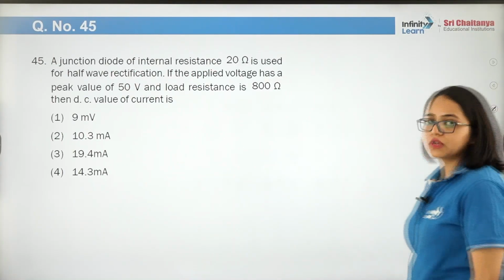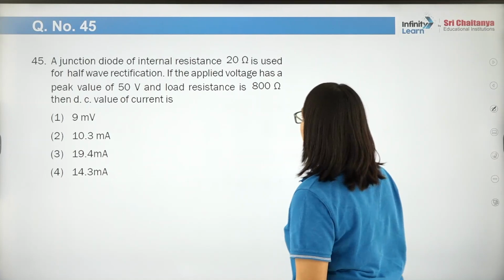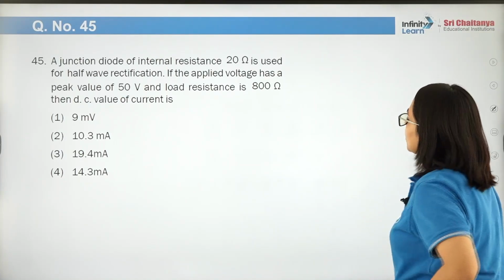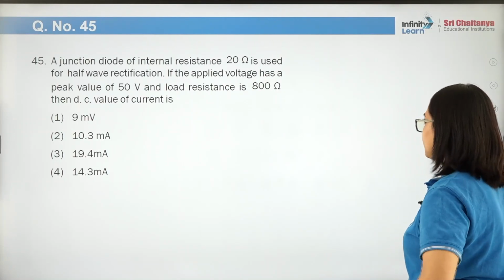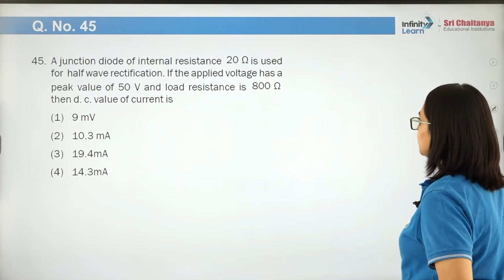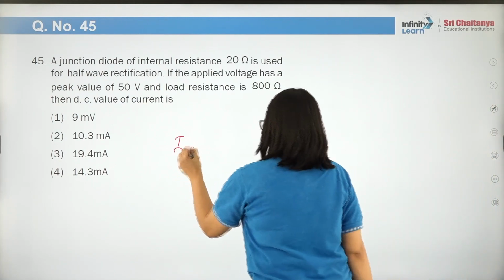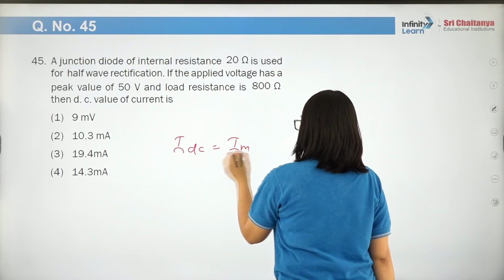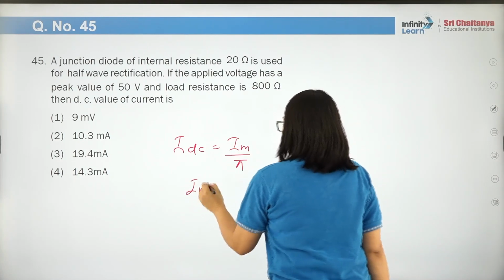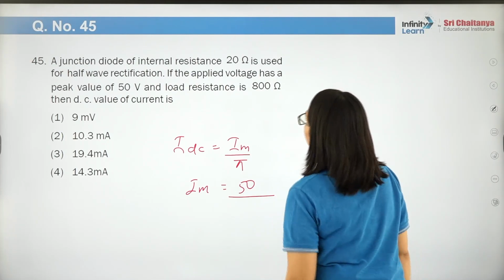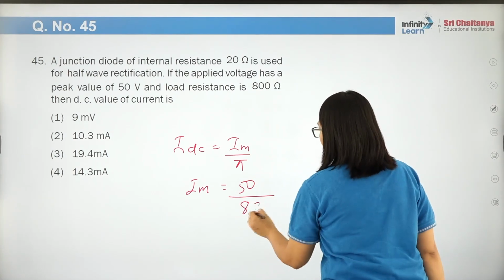Next is question number 45. We have a junction diode of internal resistance 20 ohm used for half wave rectification. If the applied voltage has a peak value of 50 volt and the load resistance is this much, the DC value of current is, so I DC is Im upon pi. Im will be V0 divided by 800 plus 20, 820.